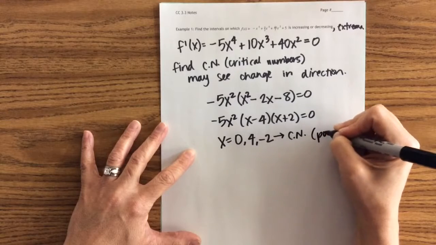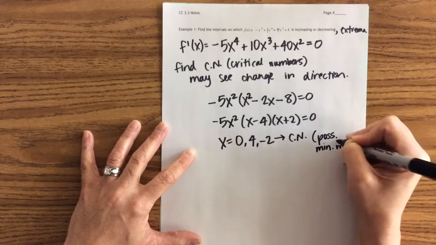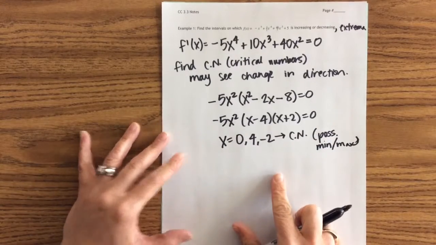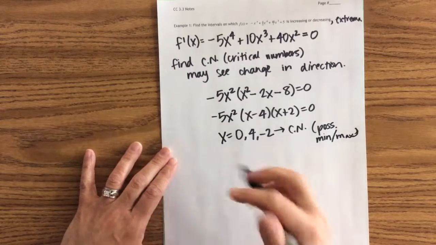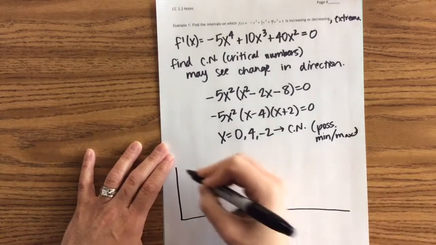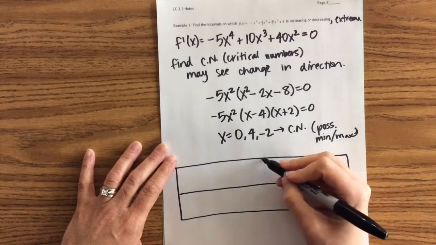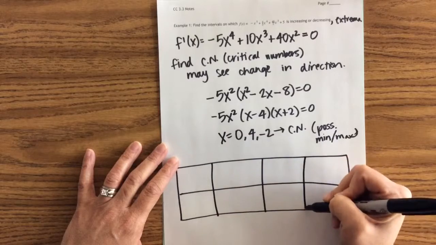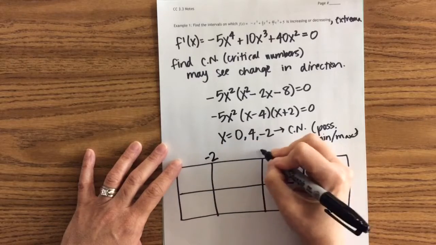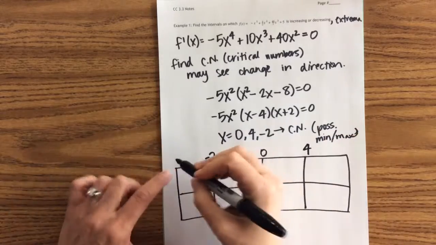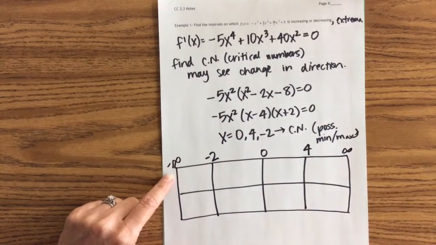They are my possible mins and maxes. I don't know for sure if they're going to be mins and maxes. I have to see that change in direction before I can guarantee that it's a min or max, but something special is happening at these spots. How I'm going to organize my testing is I'm going to do a table, and since I have 3 critical numbers, I'm going to put in 3 dividers. So 1, 2, 3, and at the top of each divider I'm going to put my critical numbers. So my lowest is negative 2, middle is 0, highest is 4. The end of my table is going to be negative infinity and positive infinity.